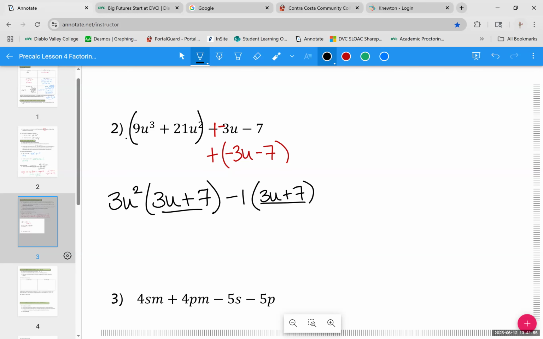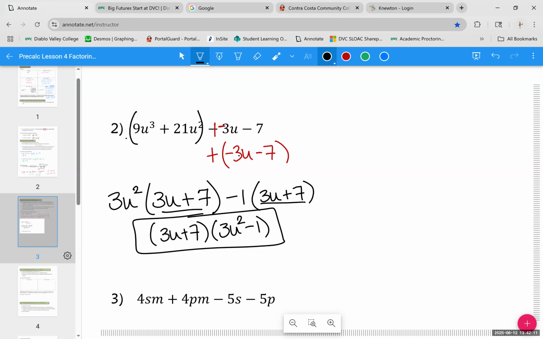You've got to attach it to the third one and then pull it out in the groupings, in the GCF step. Now I can pull out my 3u plus 7 because it's common, and I'm left with 3u squared minus 1. And we've got it factored.